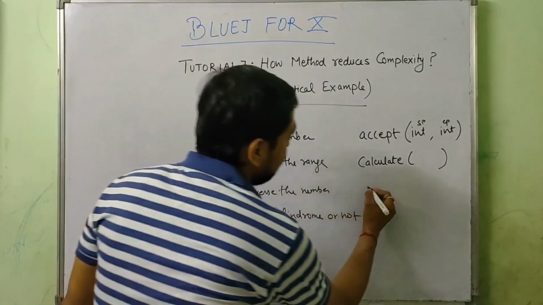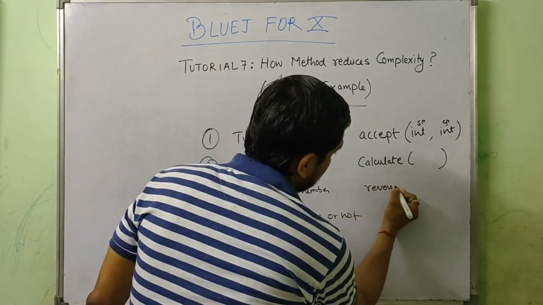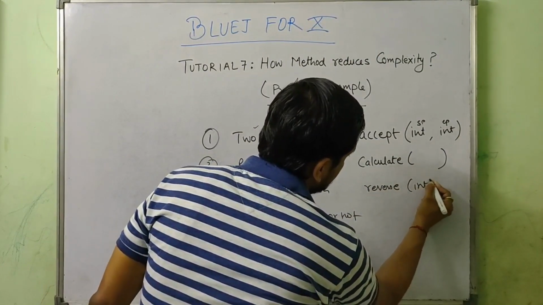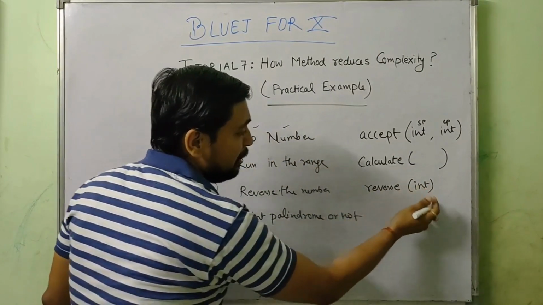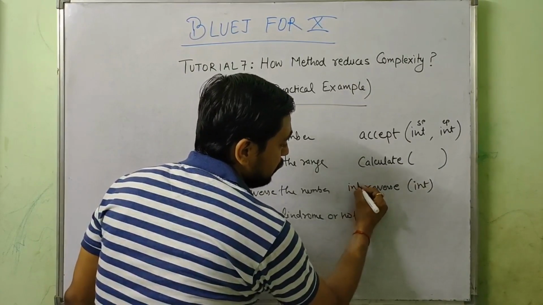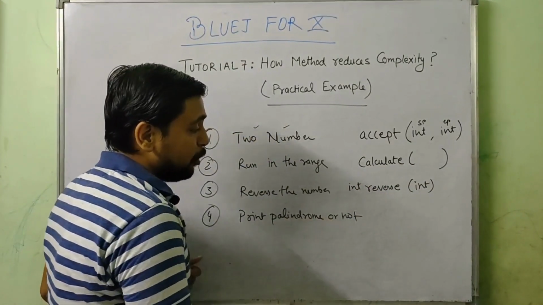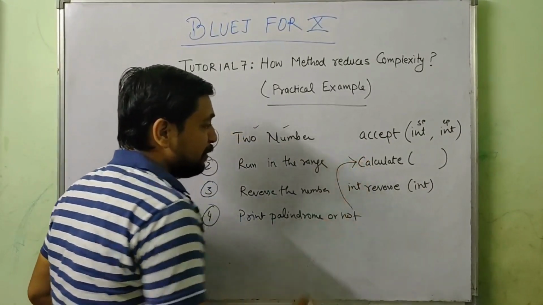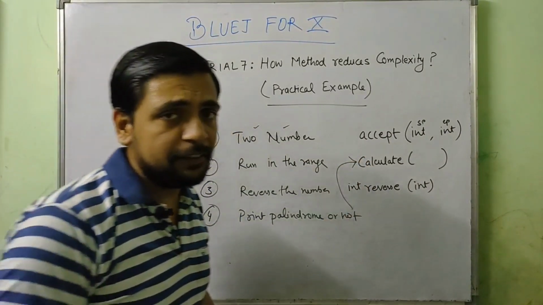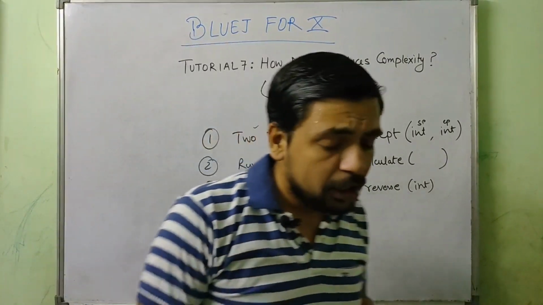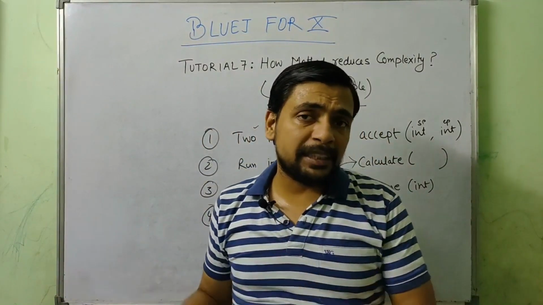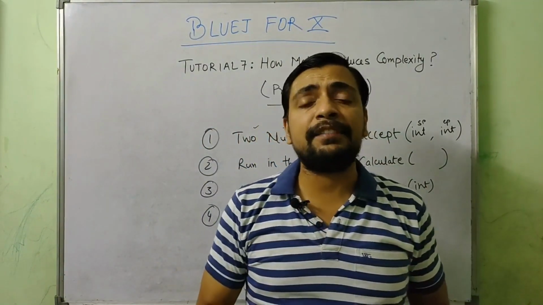Now we will create one more method, reverse. What will this method do? It will accept one integer, reverse it, and return the reverse. And then a method to print whether that is a palindrome or not. This we will do here itself, where we are calculating, where we are actually running within the range. So we will create separate methods for separate tasks, and you will understand that with the practical.